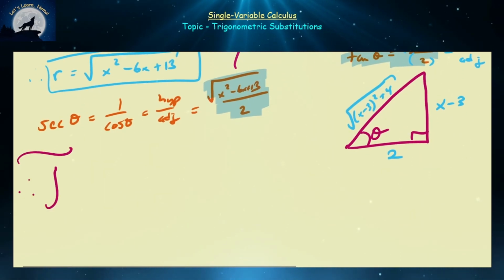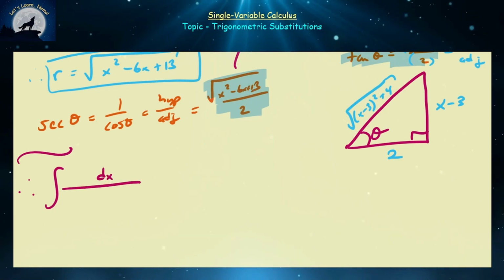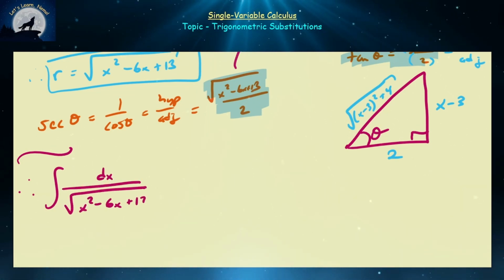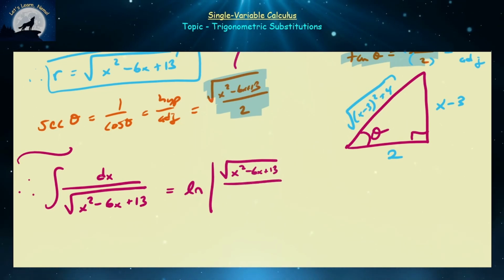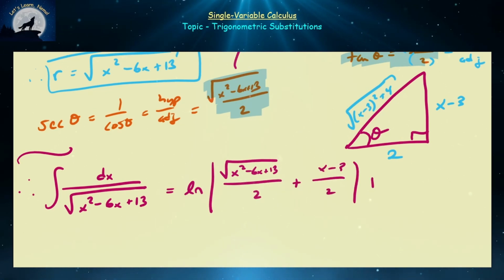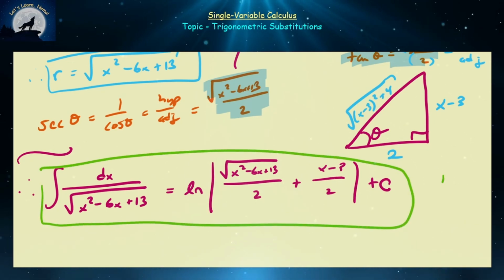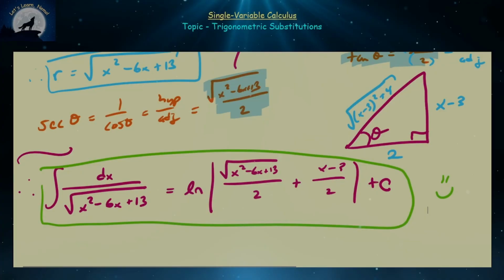So therefore, the integral of dx divided by the square root of x squared minus 6x plus 13 will be represented as the natural log of the square root of x squared minus 6x plus 13 all over 2, plus x minus 3 all over 2, and don't forget your lonely little integration constant plus c at the end. And that would be your beautiful result.